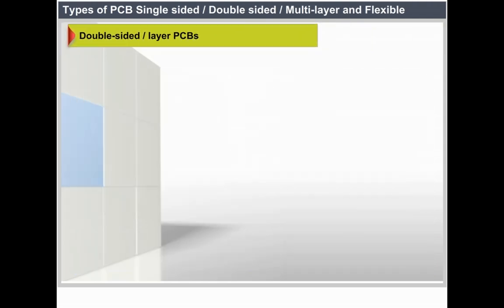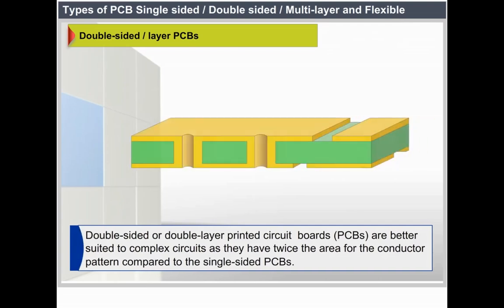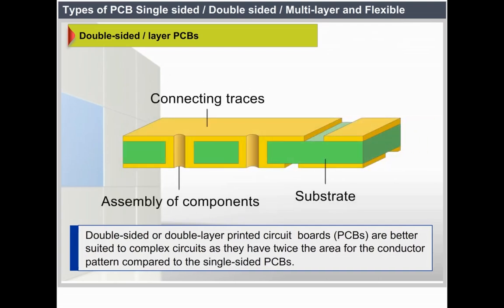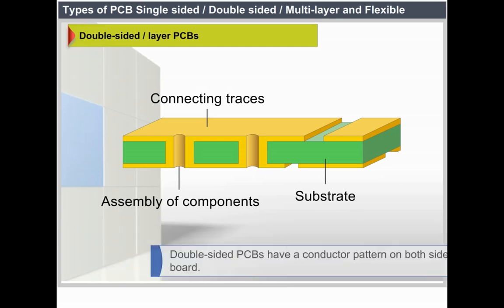Double-sided layer PCBs. Double-sided or double-layer printed circuit boards (PCBs) are better suited to complex circuits as they have twice the area of the conductor pattern compared to single-sided PCBs.